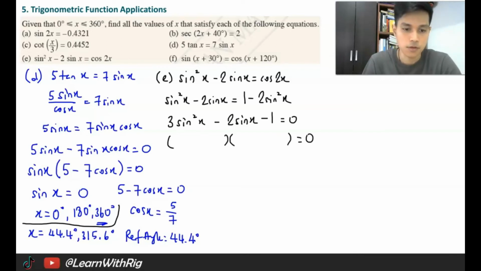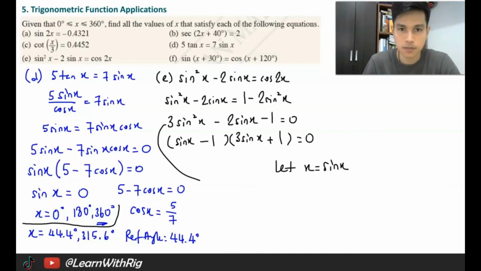Equals to 0. The first one, you should get sine x minus 1. Second one, you should get 3 sine x plus 1. Okay, for those, like I said just now, if you cannot understand this, you just substitute like this. You let x become equals to sine x.